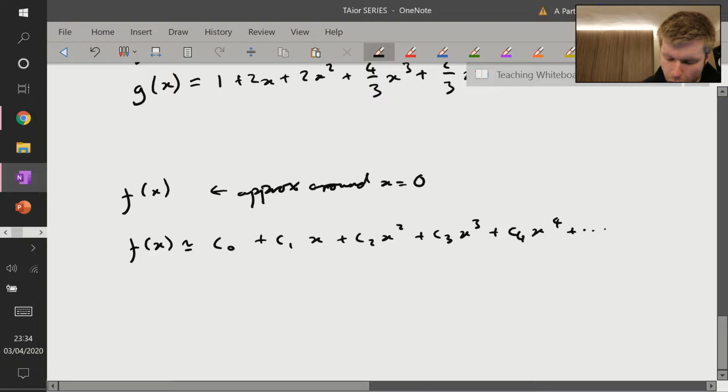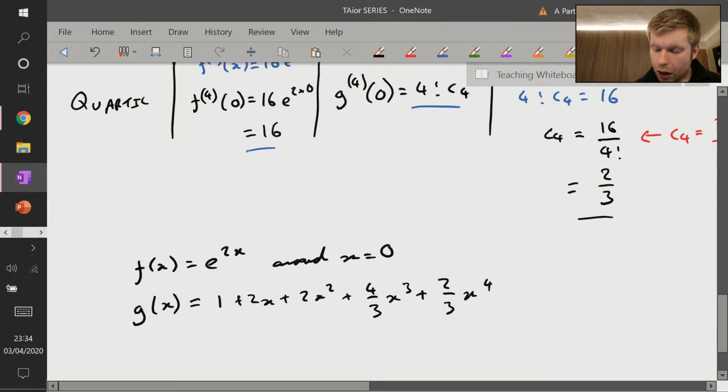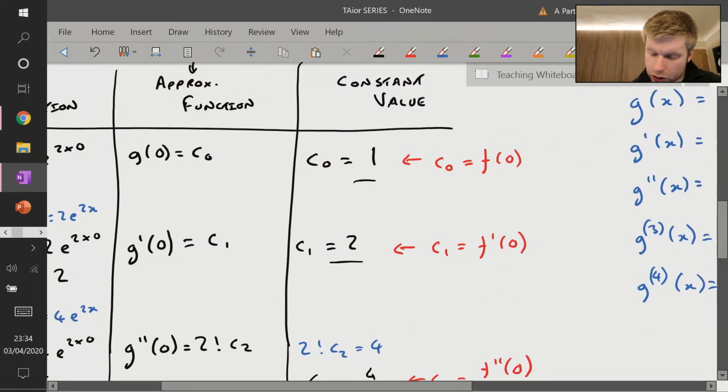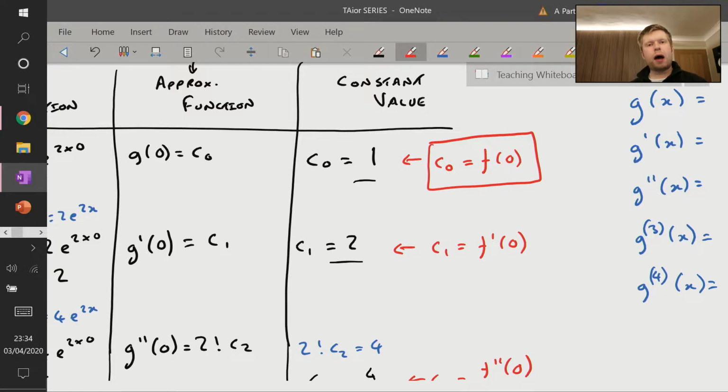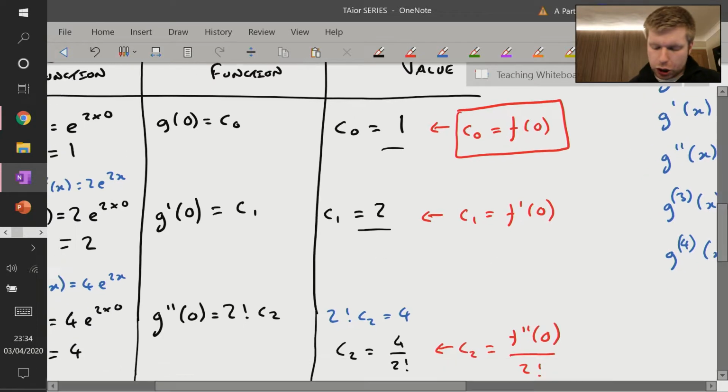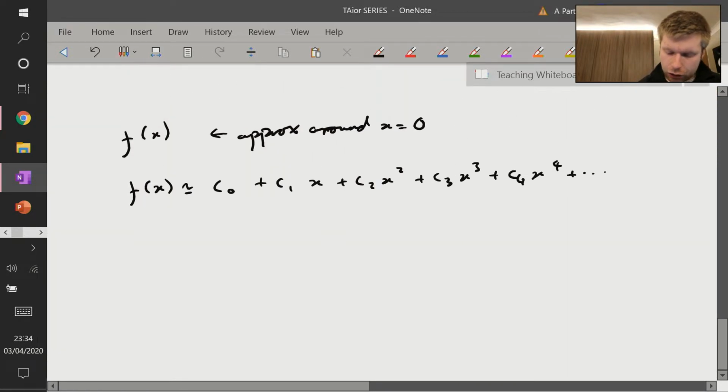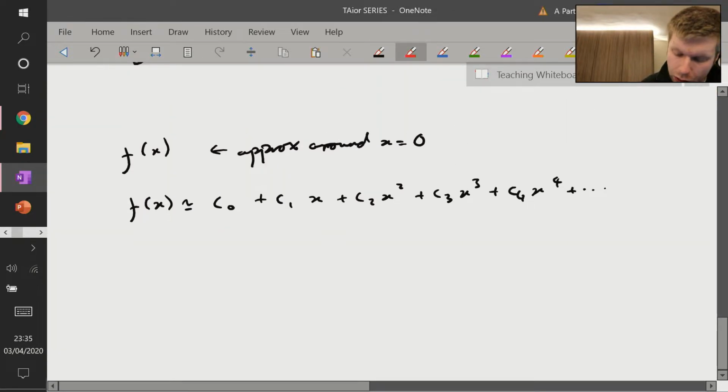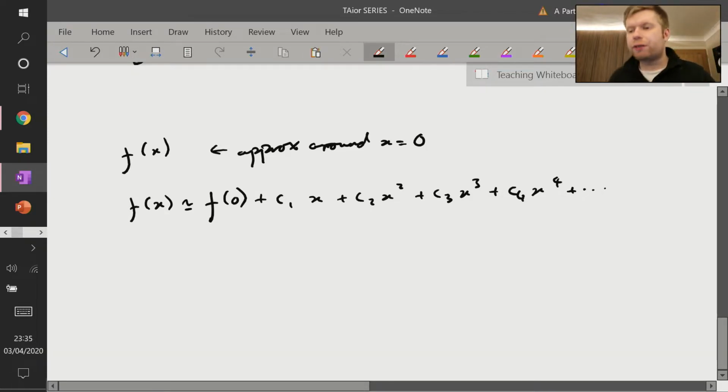Now, the way I work out those constants c0, c1, c2, c3, remember, I've done it up here. I worked out c0 by just sticking x equals 0 into the true function, e to the power of 2x. Remember, f is the true function. So I stick x equals 0 into the true function, and that gives me c0. So c0 here is just f of 0.